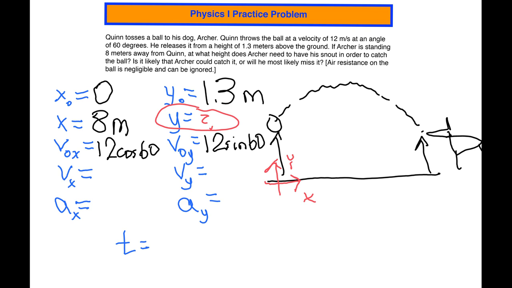Ax and Ay we should know because this is a projectile motion problem in which we can ignore air resistance, we're told to. So we know that in the horizontal direction there is nothing pushing or pulling on the ball, nothing causing acceleration. So our horizontal acceleration is 0. Then in the y direction we know that our acceleration is negative g, aka negative 9.81 meters per second squared. We do not know time.